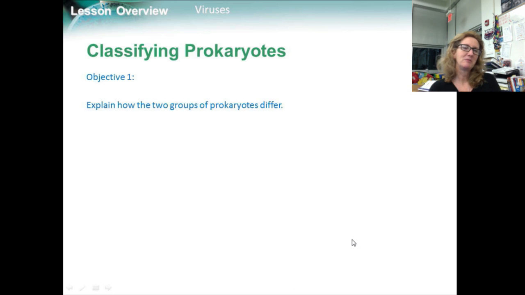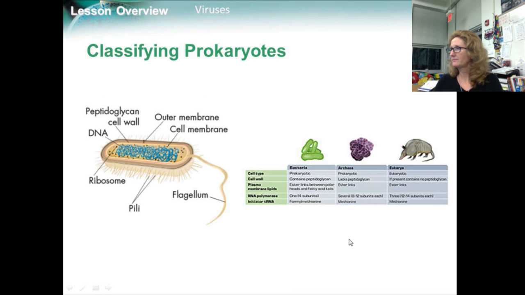So, objective 1 is to explain how the two groups of prokaryotes differ. Let's talk about this now. All right, the smallest and most abundant microorganisms on Earth are prokaryotes, unicellular organisms that lack a nucleus. Prokaryotes have DNA like all other cells, but their DNA is not found in a membrane-bound nuclear envelope as it is in eukaryotes. Prokaryote DNA is located in the cytoplasm. This is all review for you guys. A bacterium such as E. coli has a basic structure typical for most prokaryotes.